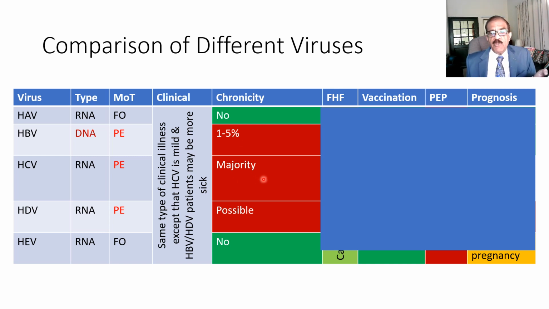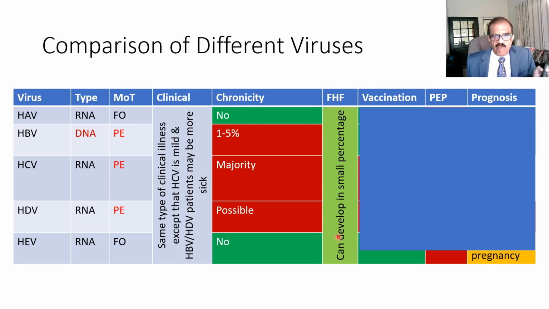And hepatitis C, in the majority, maybe up to 90% of people who are infected with hepatitis C, will become chronic. And in hepatitis D also, chronicity is possible. Fulminant hepatic failure. Now you may be surprised that all these viruses, A and E, generally have otherwise good prognosis. All can cause fulminant hepatic failure, but typically, luckily, certainly less than 1%. So I think we're lucky that they do not cause fulminant hepatic failure commonly. Hepatitis E can cause fulminant hepatic failure in up to 20% of the cases if it occurs during pregnancy. So I think that becomes serious.